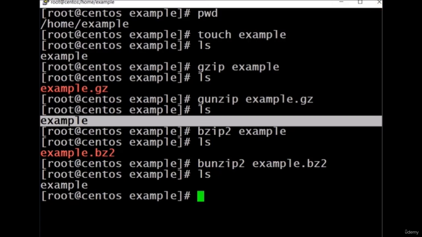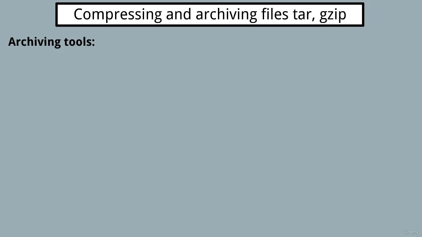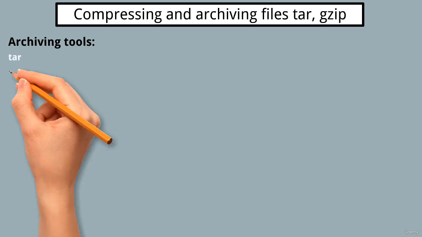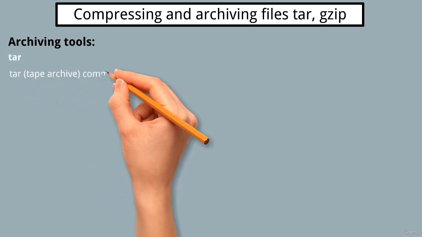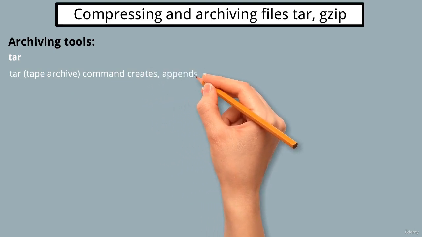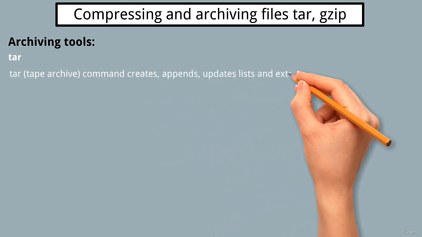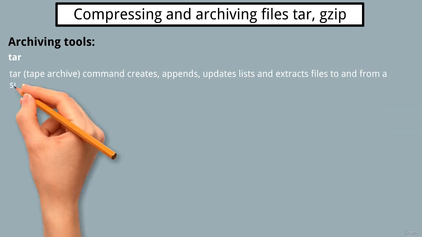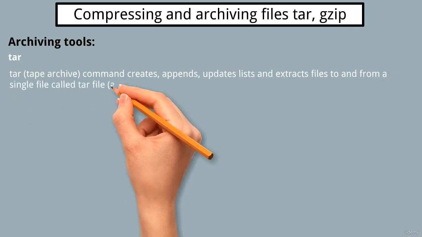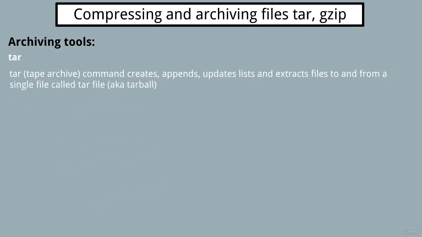Moving on to archiving tools. For archiving tools, we can use tar. The tar stands for tape archive. So the tar command will create, append, update, list, and extract files to and from a single file called a tar file. A tar file is usually known as a tarball. If you see me saying tarball, that means it's a tar file. So it's an archived file which is called a tarball.